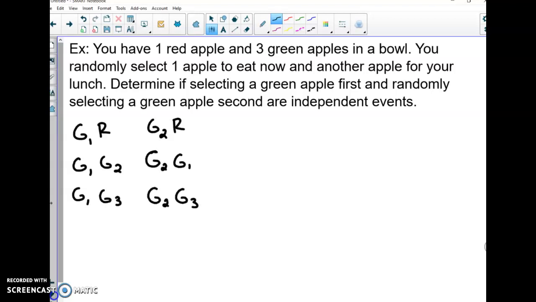The fact is, with the green apples, yes, you're technically selecting a green apple, but you have to differentiate between them. Say one of them has a bruise on it, and one of them doesn't have a stem. That's what's going to differentiate between 1, 2, and 3. So there is a difference there.